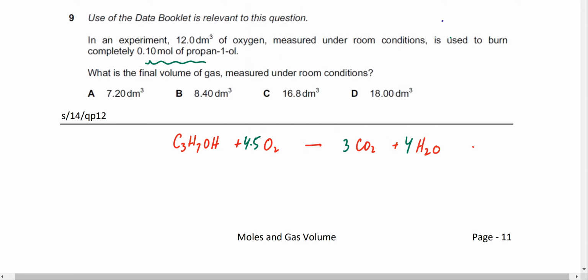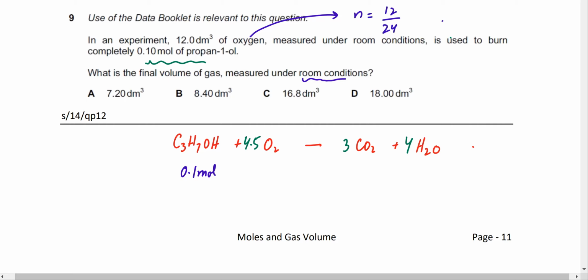So 0.1 moles of this thing. And they also gave you oxygen as well. You remember, if both quantities are given, then it's a limiting and excess question. So 12 dm cube of oxygen, you can figure out the moles. It is under room conditions, so just make sure it's at room condition. Only then can you use the 24 dm cube thing. So it's going to be 12 divided by 24.